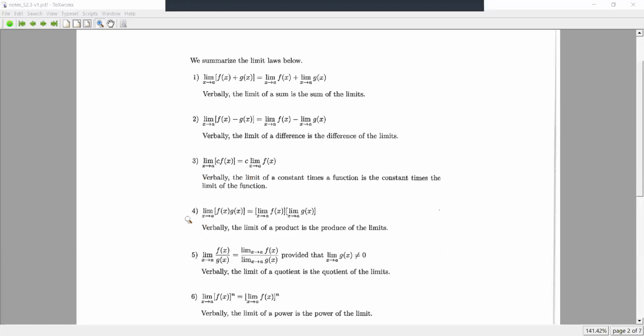Law number four is the product law. Limit of a product is the product of limits. Law number five is the quotient law. Limit of a quotient is quotient of limits. Of course, the limit in the denominator cannot be zero. Otherwise, a number divided by zero is not computable.